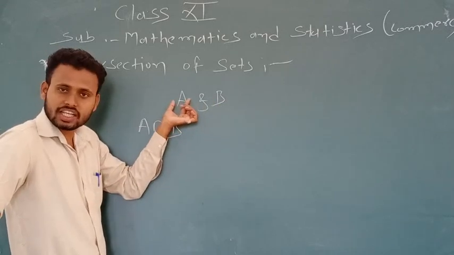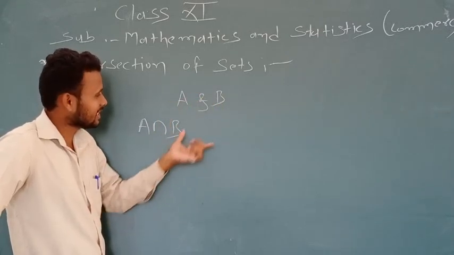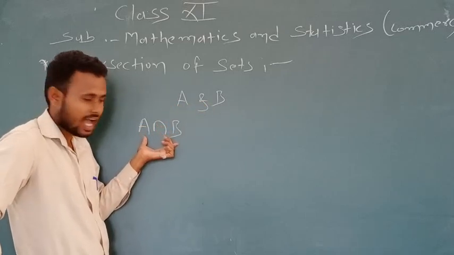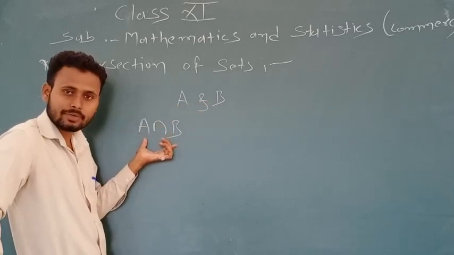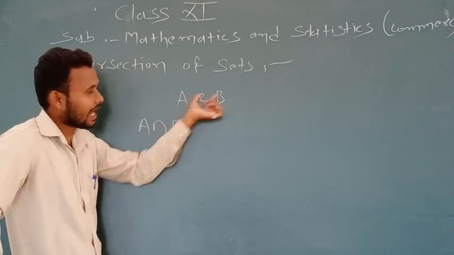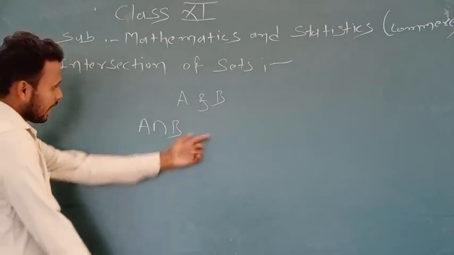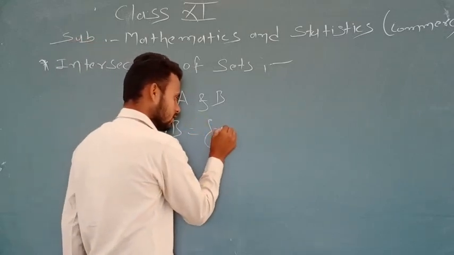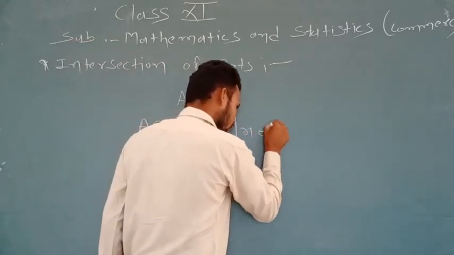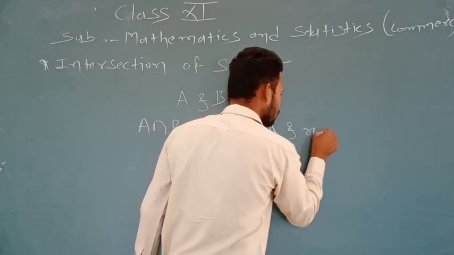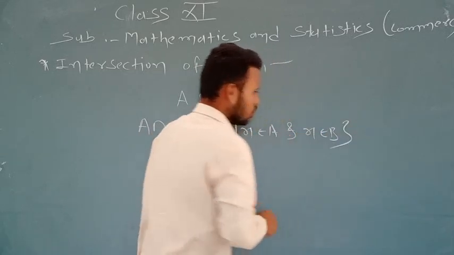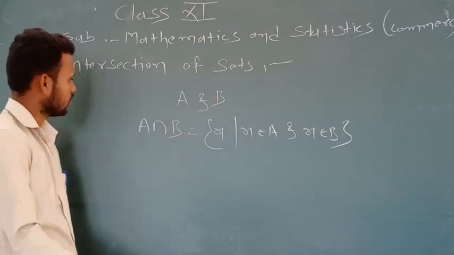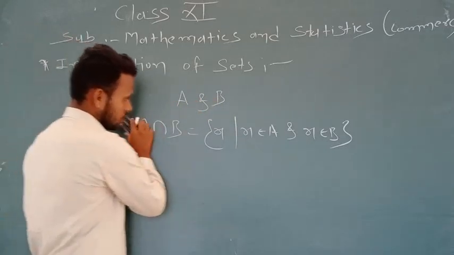Suppose there are two sets A and B. Then the intersection of these two sets is denoted by A intersection B and is the set of all elements which are both in A and B, which is equal to the set containing the elements x such that x belongs to A and x belongs to B. That is called intersection of two sets.